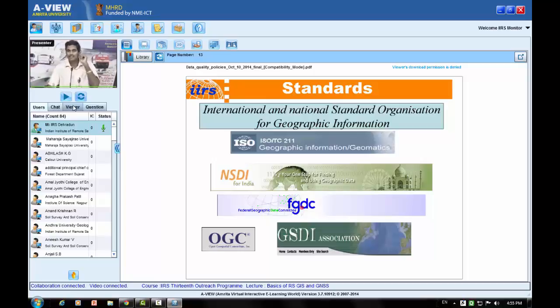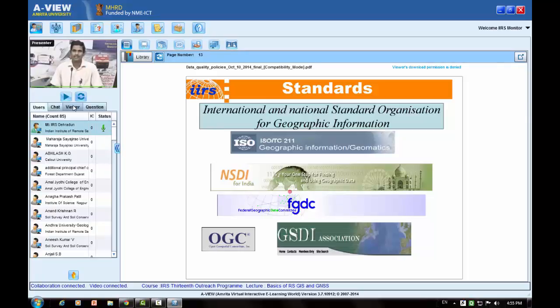So standards are very important. If you don't have standards, suppose I generate a map for a particular area and you generate a map for the same area. If I try to bring both together, overlaying one over the other, they may not match, or you cannot combine them because of the different standards followed by the two of us. That's why it is very important to have standards.